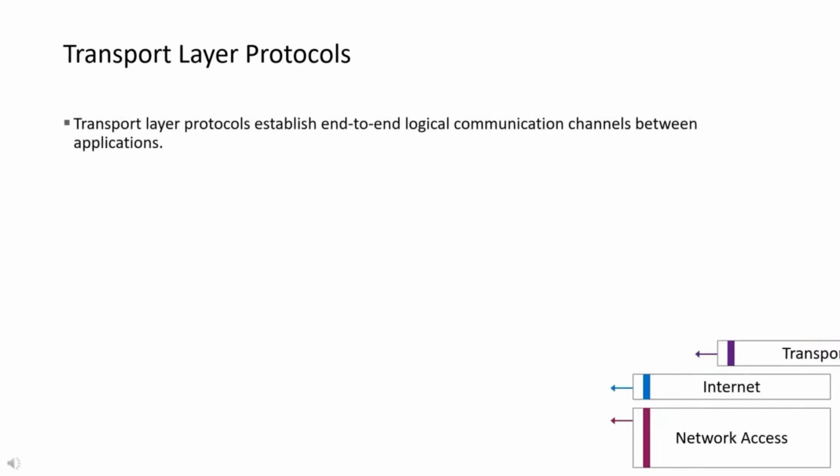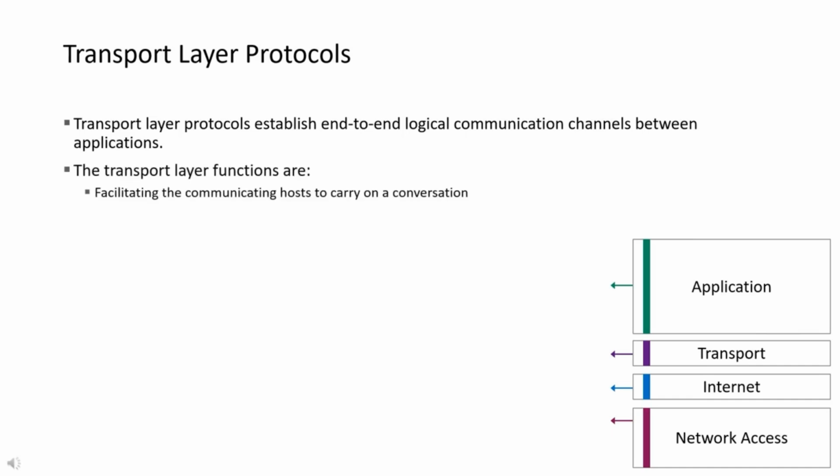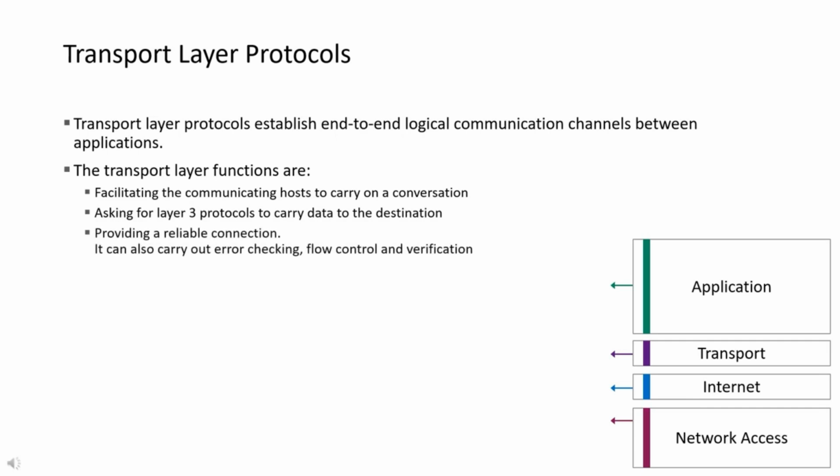Transport layer protocols are responsible for establishing end-to-end logical communication channels between the source application and the destination application. The functions of the transport layer are facilitating the communicating hosts to carry on a conversation, providing an interface for the users to the underlying network. If needed, it can provide a reliable connection. It can also carry out error checking, flow control, and verification.